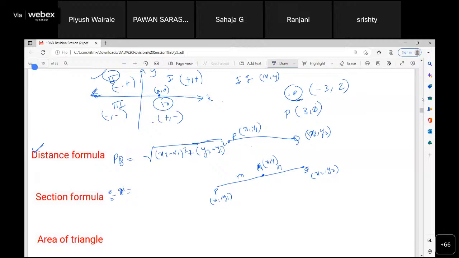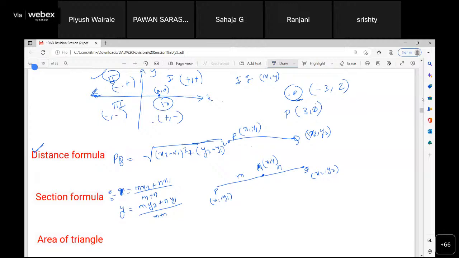The x coordinate will be m x2 plus n x1 upon m plus n. What will be my y coordinate? It is m y2 plus n y1 upon m plus n. So this is x comma y. This is how we will get the coordinates of point R.